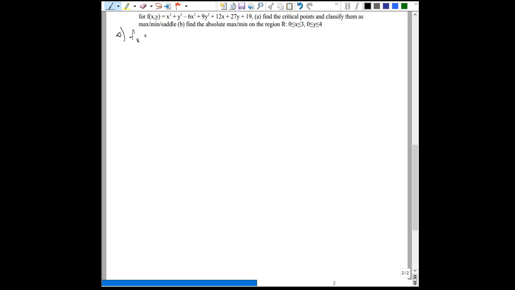So here we go. If you calculate fx, you get 3x squared minus 12x plus 12, and we're going to set that equal to 0. And then we're going to get fy, and that is 3y squared plus 18y plus 27, and we're going to set that equal to 0 as well. So with the first one, we can solve that by factoring. Factor out a 3, and the rest of it factors as (x minus 2) squared. So clearly that gives us x equals 2.